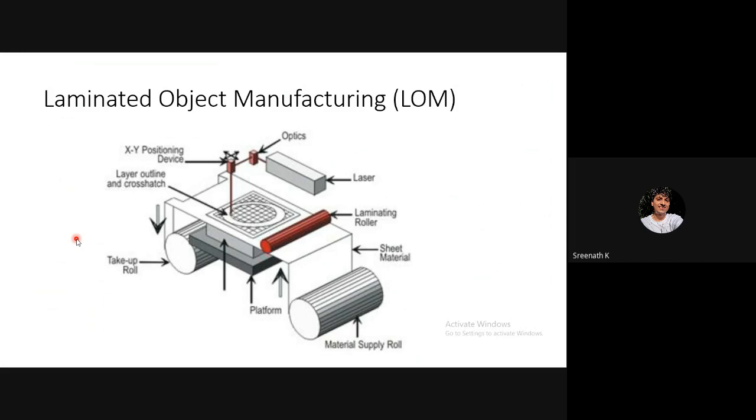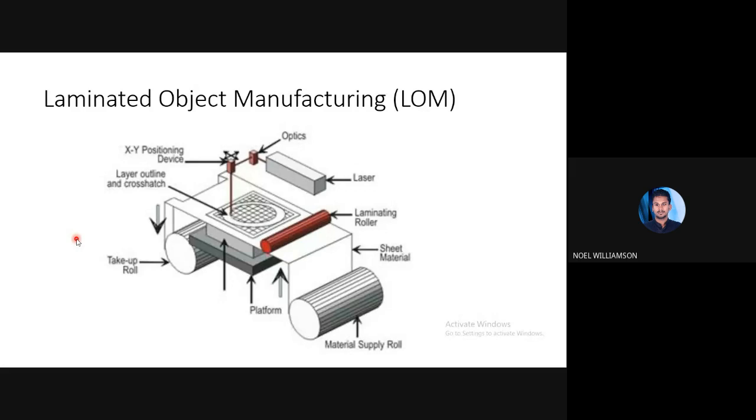Okay, so now we are left with four more topics in the module. That is laminated object manufacturing, laser welding, laser engineered net shaping, and LIGA process. So by that we'll be ending our module. So the first one, laminated object manufacturing.